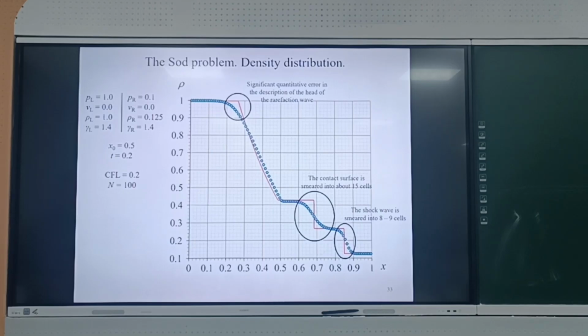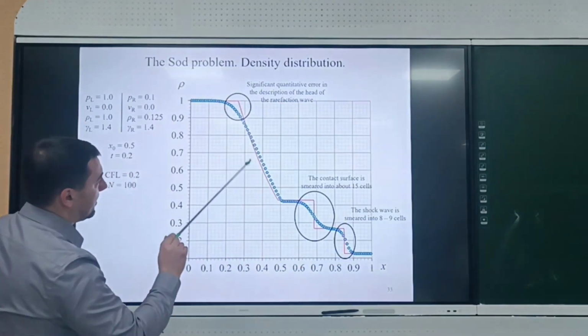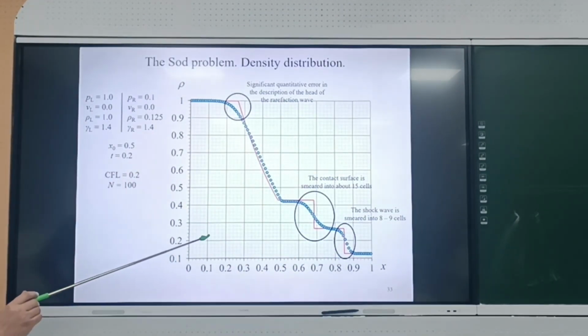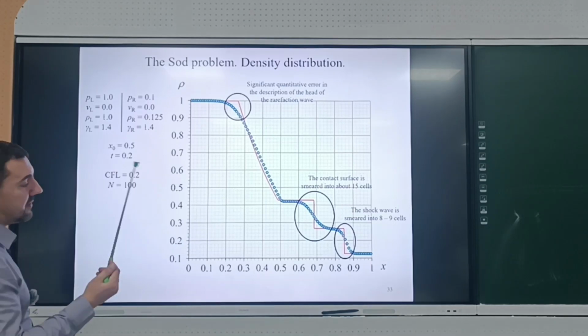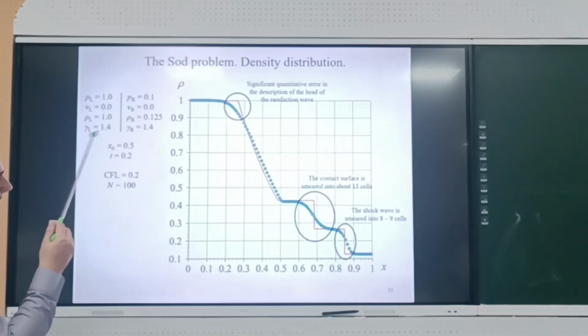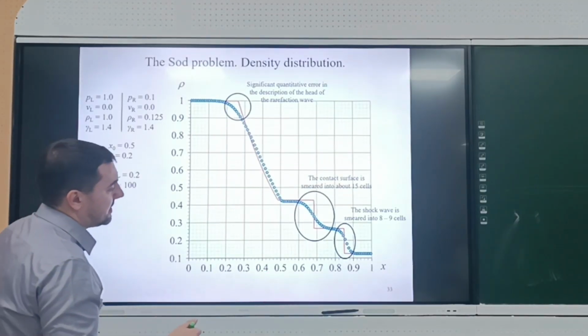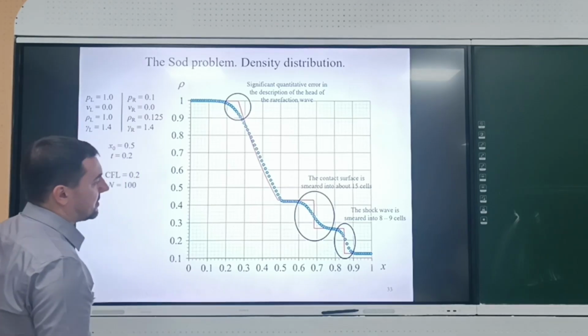The Sod problem. Parameters to the left are 1, 0, 1. To the right, 0.1, 0, 0.125. And the time instance is 0.2. And we discussed how to build this exact solution, a red curve. And the blue markers correspond to the numerical solution obtained using this program. And we can analyze both of them simultaneously and discuss the general features.